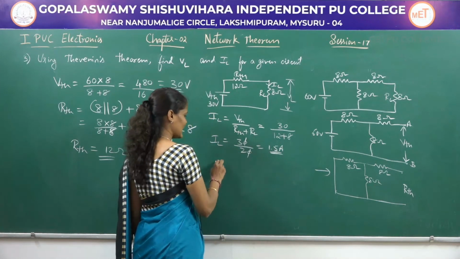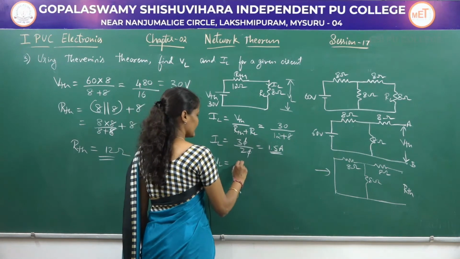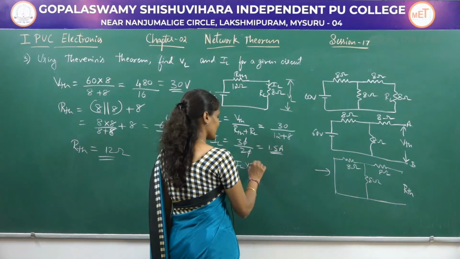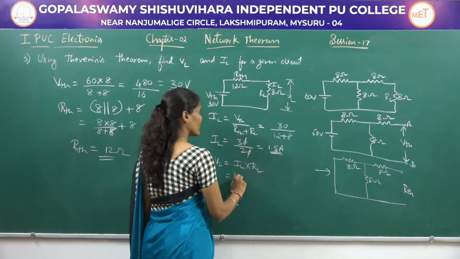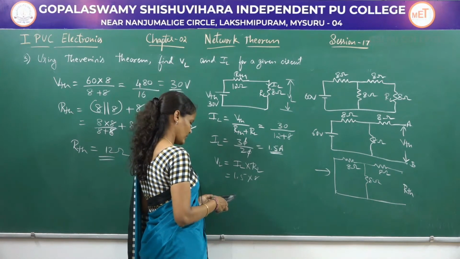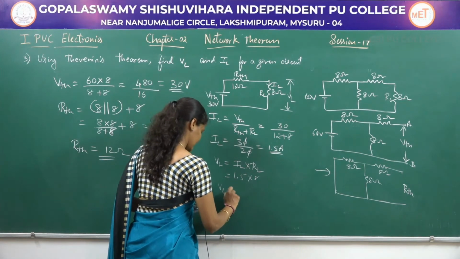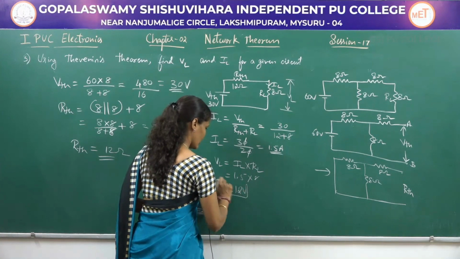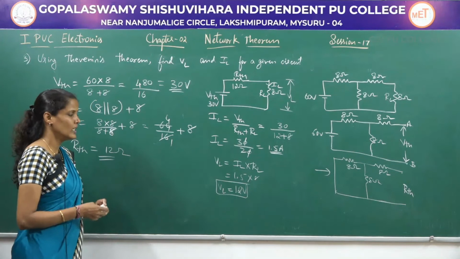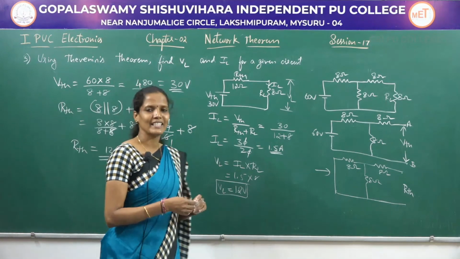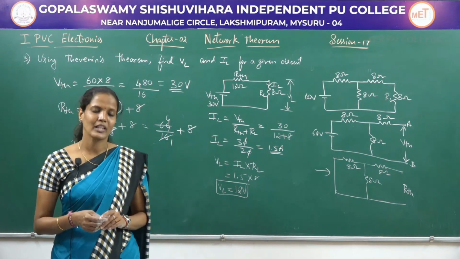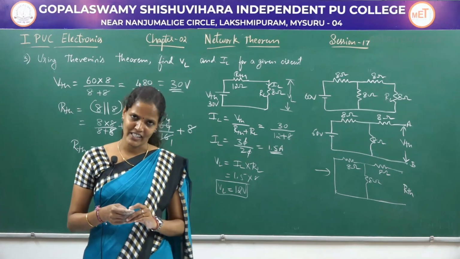With this current IL, we have to find VL, where VL is equal to the current flowing through that resistor, IL, into that resistance value RL. So 1.5 into 8, VL is equal to 12 volts. So the current flowing through this resistor is 1.5 amps, whereas the voltage across that 8 ohm resistor is equal to 12 volts. These are some of the problems on Thevenin's theorem.